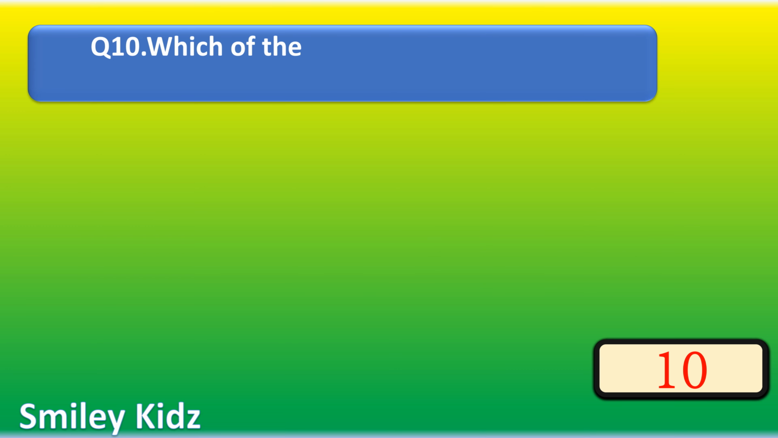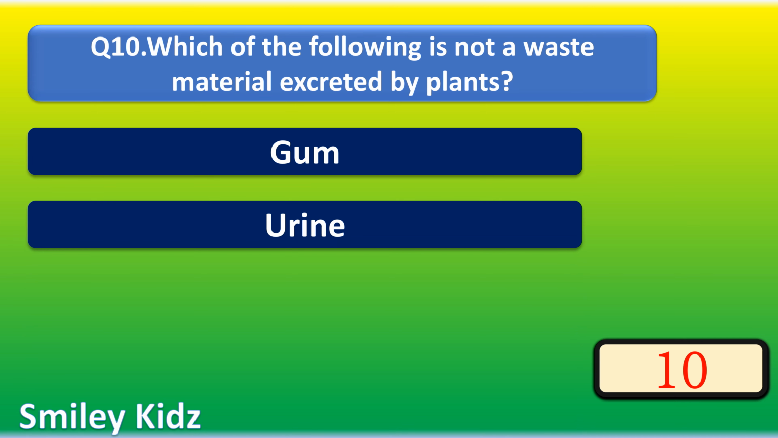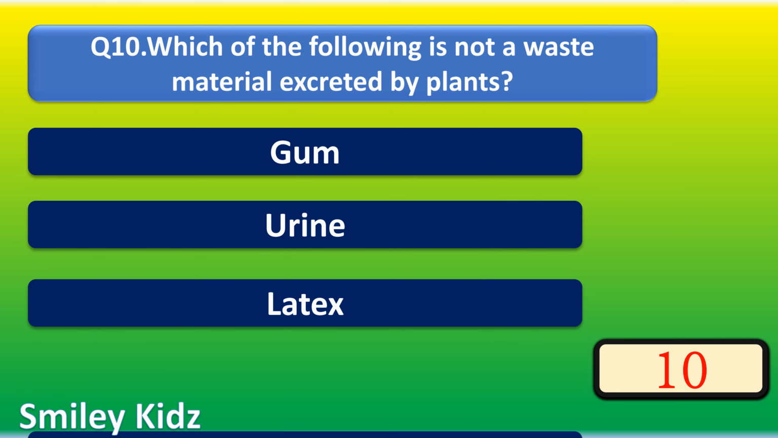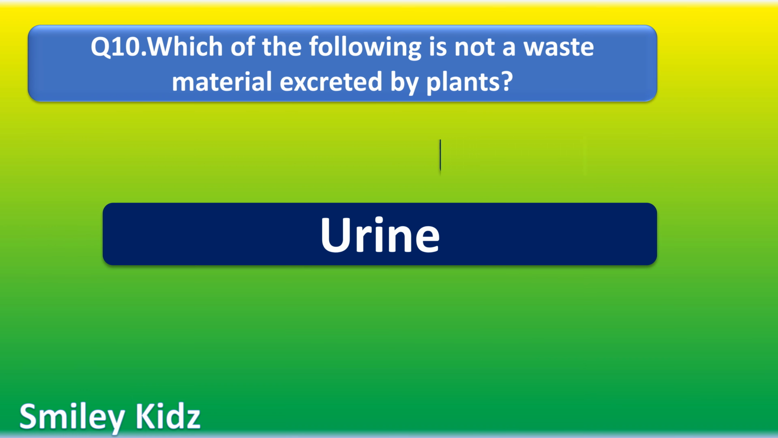Moving to question number 10. Which of the following is not a waste material excreted by plants? Option A gum, option B urine, option C latex and option D resin. Your time starts now. Your time is up. And the right answer is urine. Urine is not a waste material excreted by plants.